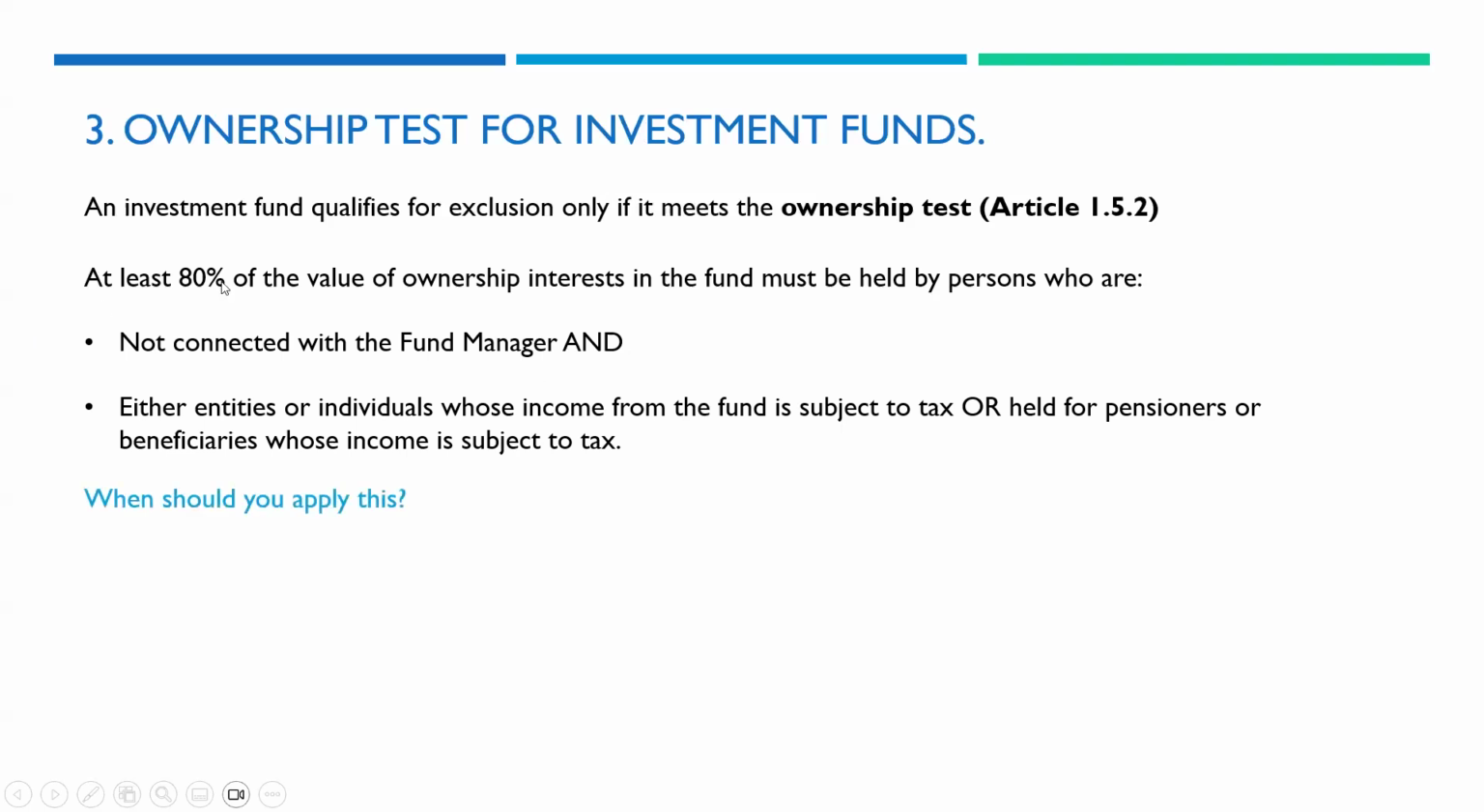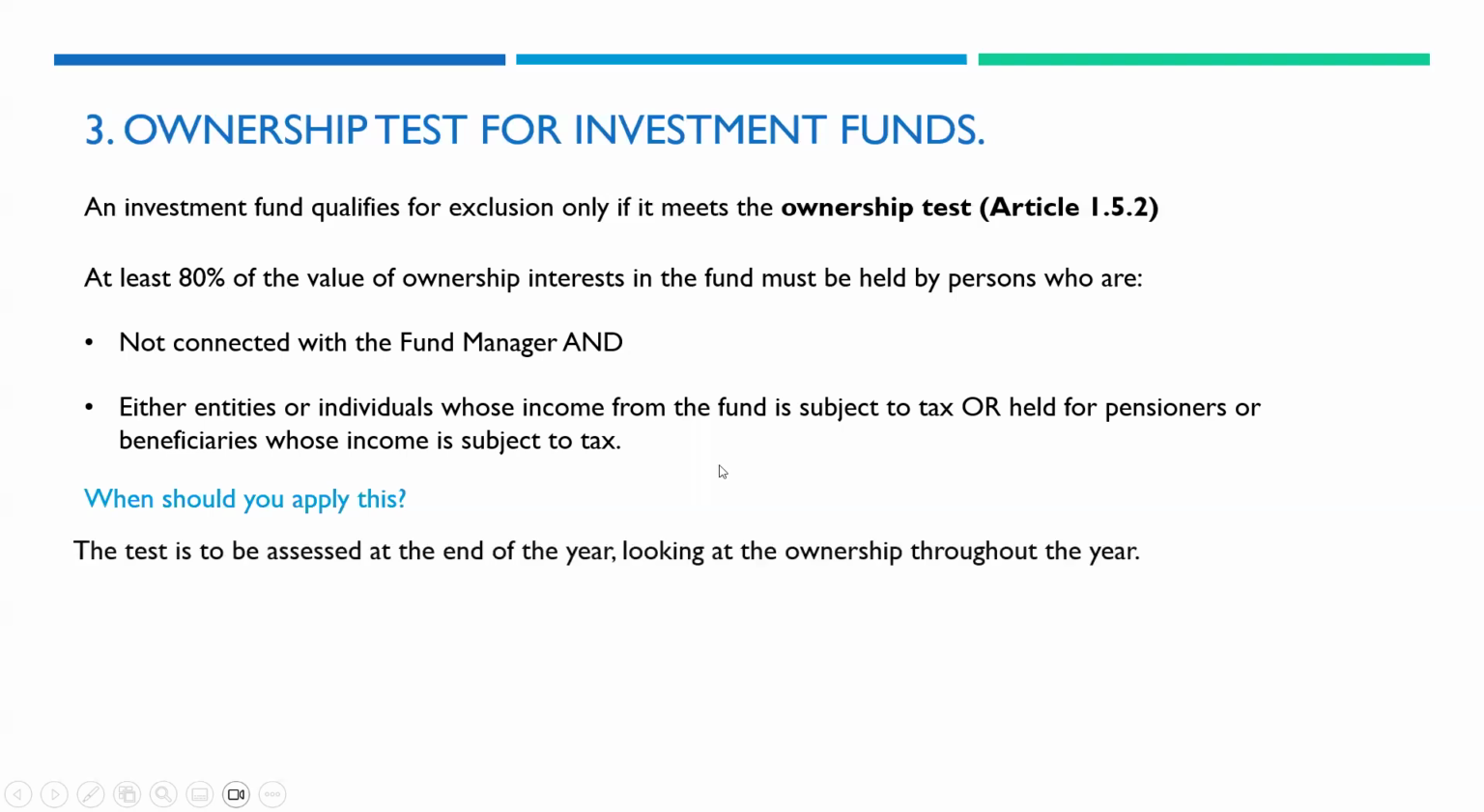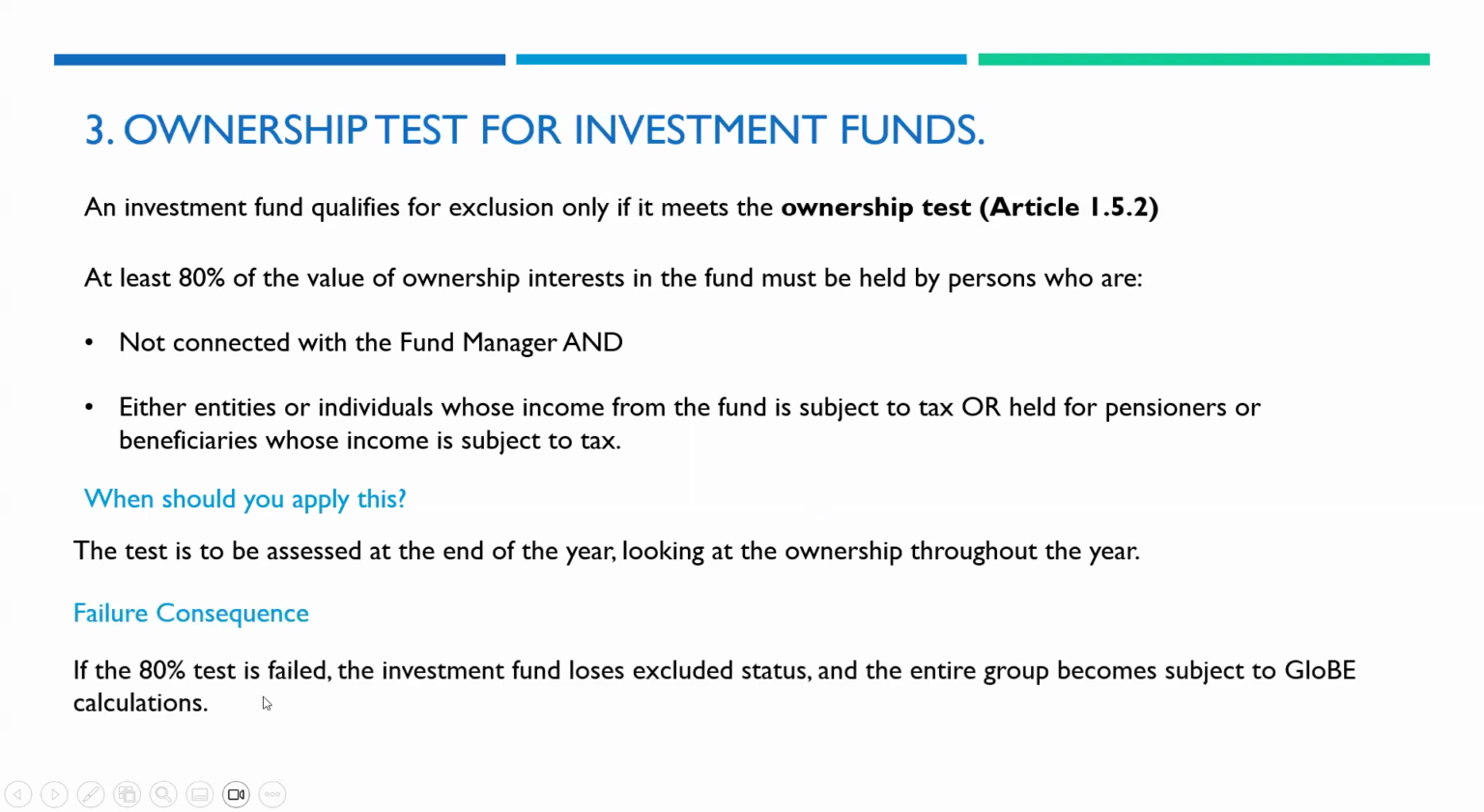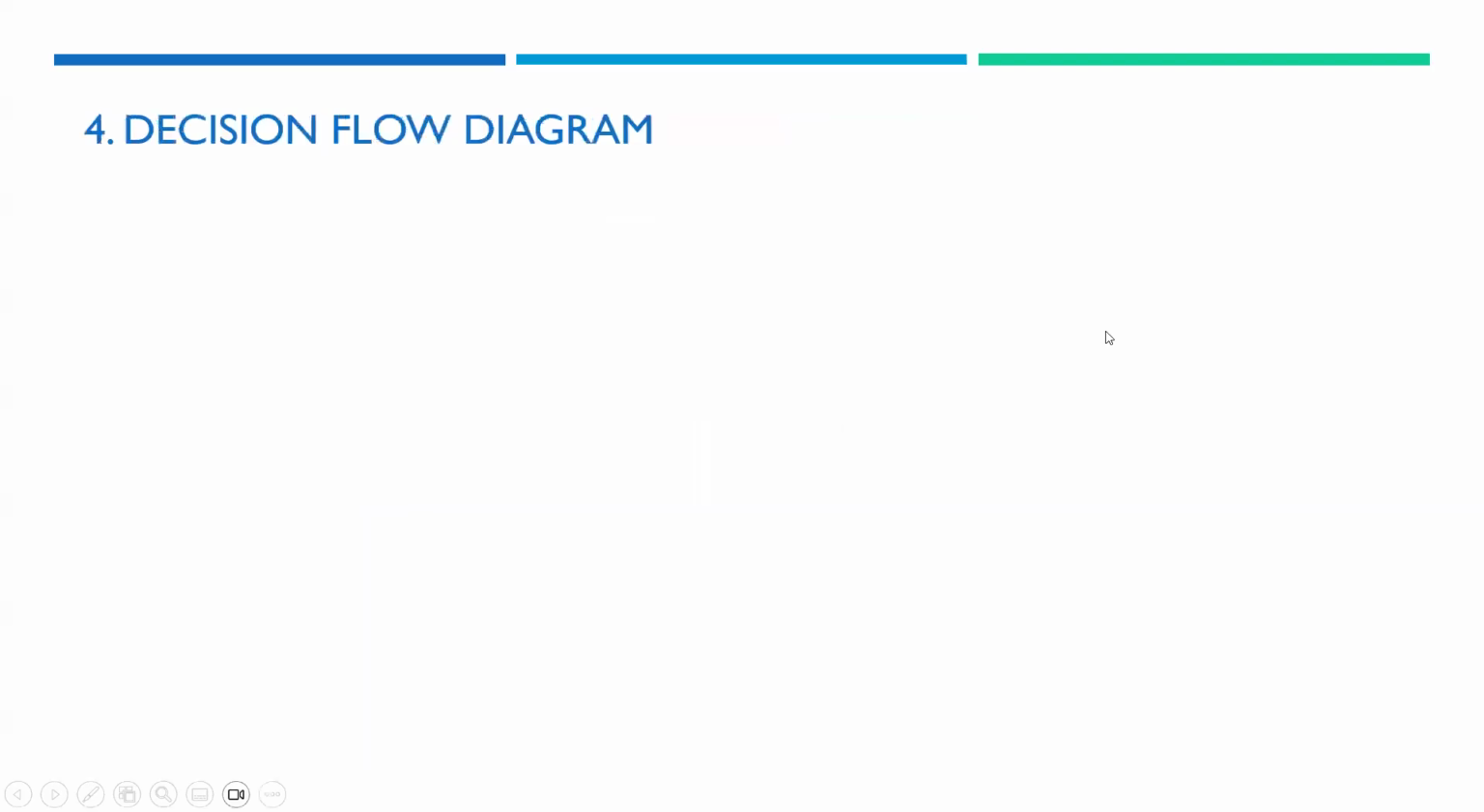When should you apply the 80%? When do you check the 80%? At the end of the year. You have to look at the ownership throughout the year and see whether at any time you have crossed this 80% threshold. If the 80% test is failed, the investment fund loses excluded status and the entire group becomes subject to Pillar 2. So it is very, very dicey. It is not worth missing at all. So you should check this 80% status with respect to investment funds at all times.